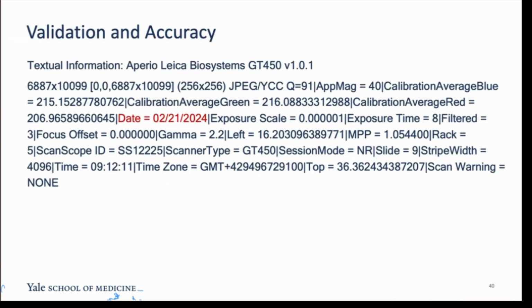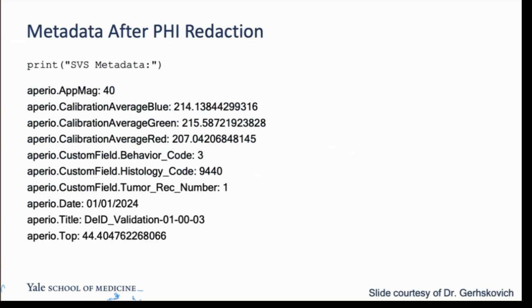But one of the things we found is that while it redacts a lot of the data, it does not redact the date of service, which is a potential identifier. So we modified the script so that when we put images through the pipeline, the service date defaults to the 1st of January of the year.